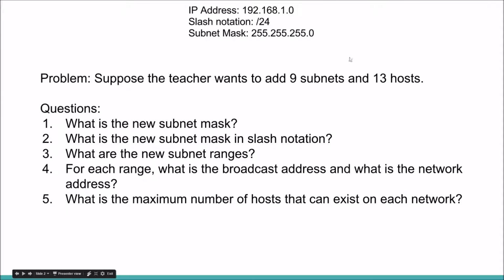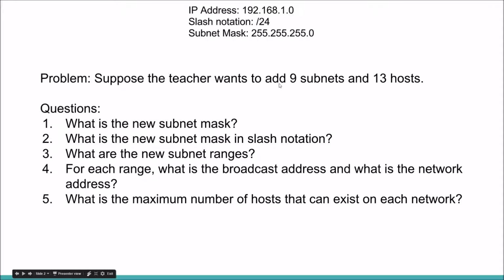First, we begin by looking at what the original IP address is. For this problem, the original IP address is 192.168.1.0, otherwise known as /24 in slash notation. The default subnet mask is 255.255.255.0 because it is a Class C address.